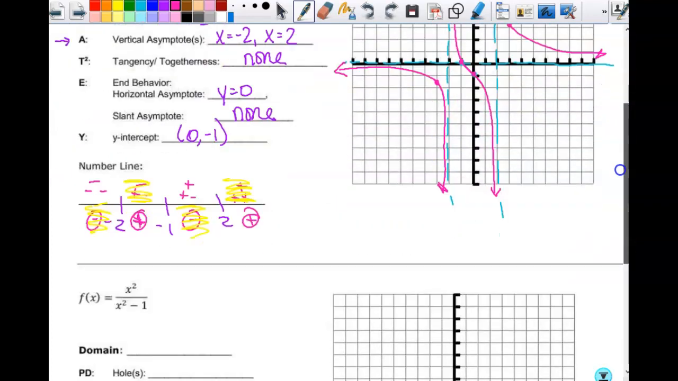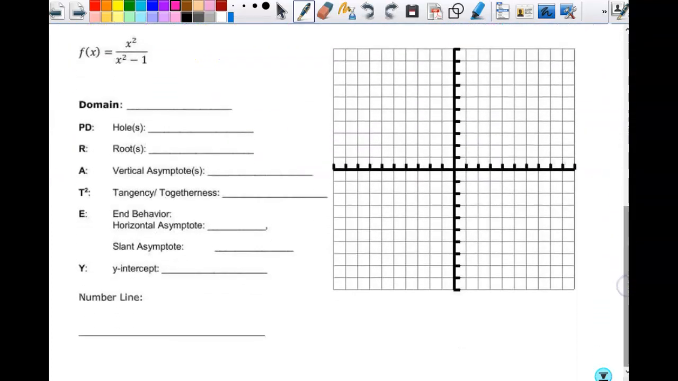All right, last but not least, we've got a factor. It's not factored. I don't get to cancel these out. This is going to give me x squared over x plus 1 times x minus 1. Nothing I can reduce here, so there are no holes. Roots come from the numerator. Vertical asymptotes come from the denominator.